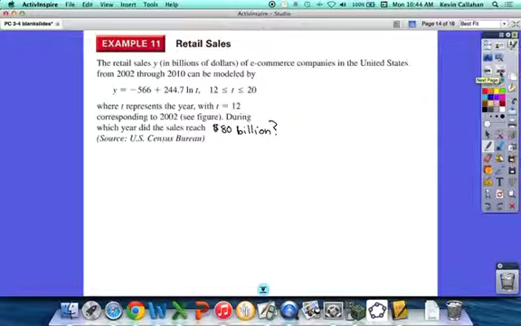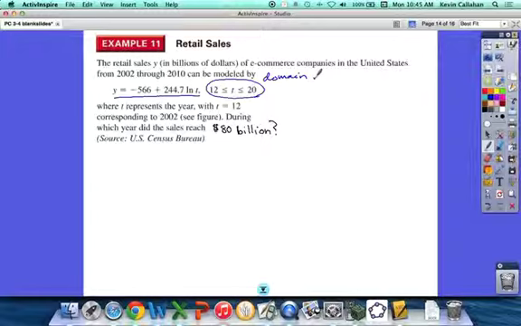And then we'll do a logarithm. Right? The retail sales in billions of dollars of e-commerce companies in the United States 2002 through 2010 can be modeled by this equation right here. Okay? What is this? It's the domain, right? It's not part of the equation. It's the domain. It's telling which values of t you can have in this function. That's domain.